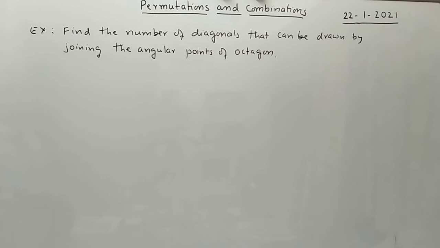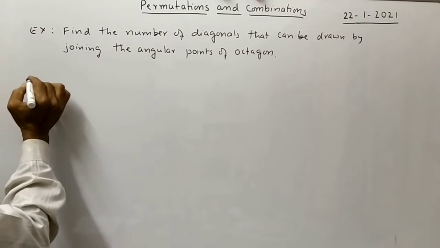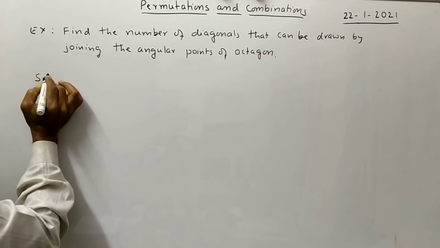Example: find the number of diagonals that can be drawn by joining angular points of an octagon. Solution.